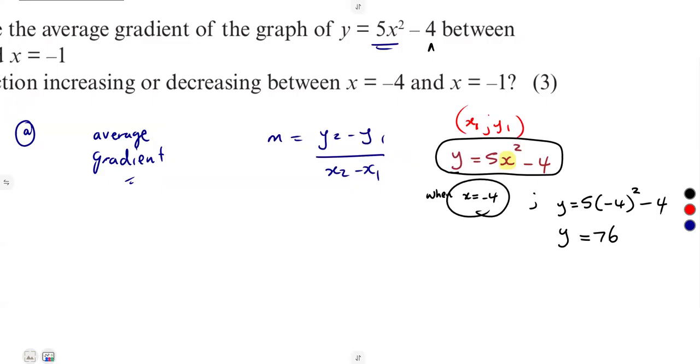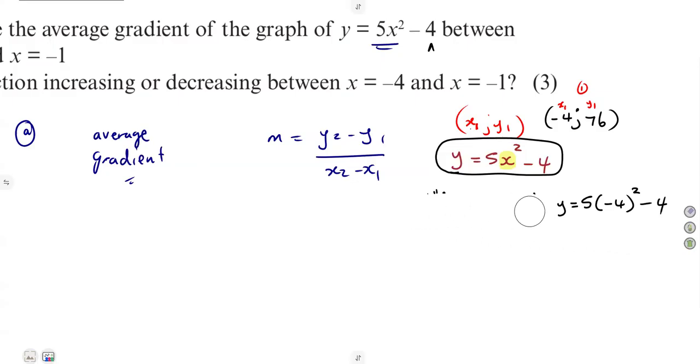So we have a point: x is -4, and the y value is 76. It's now a point. Since this is our first point, we are just going to call it x1, y1. So we do the same thing.